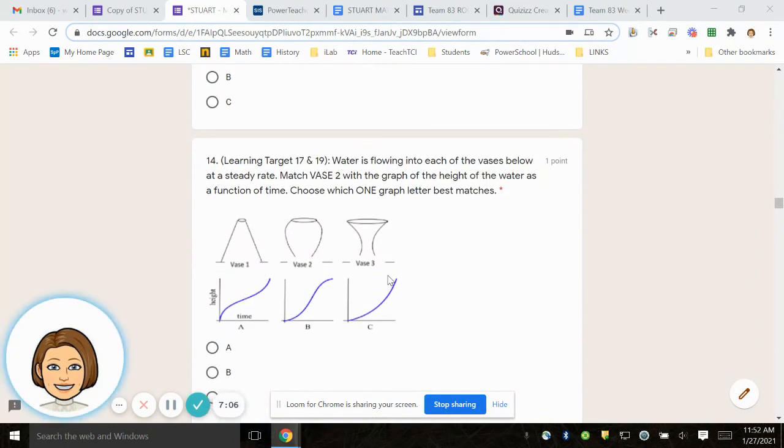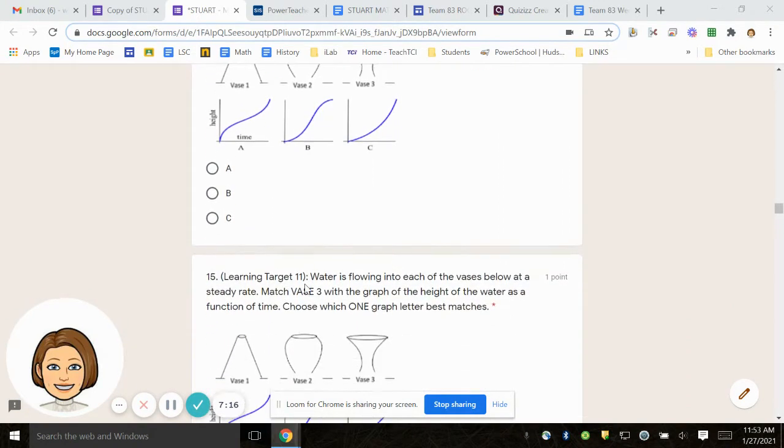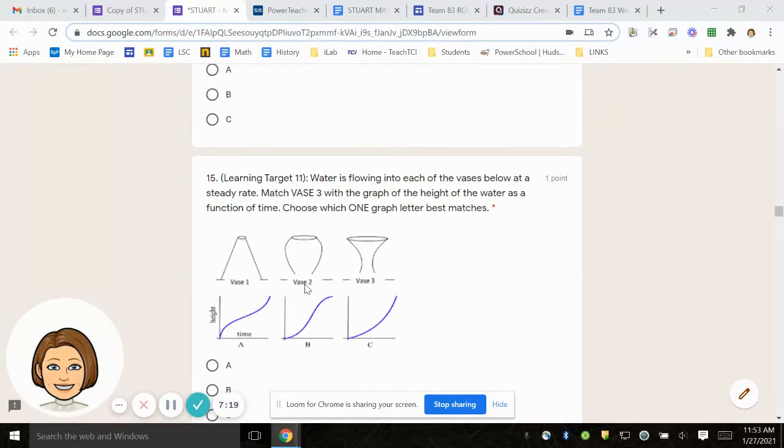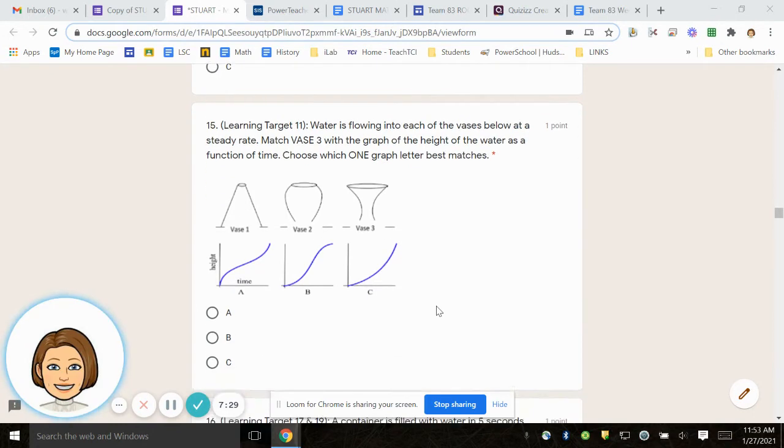Number 14, match vase 2 with the correct graph. Number 15, match vase 3 with the correct graph. Be very careful with these because if you get one wrong, you automatically get 2 wrong.